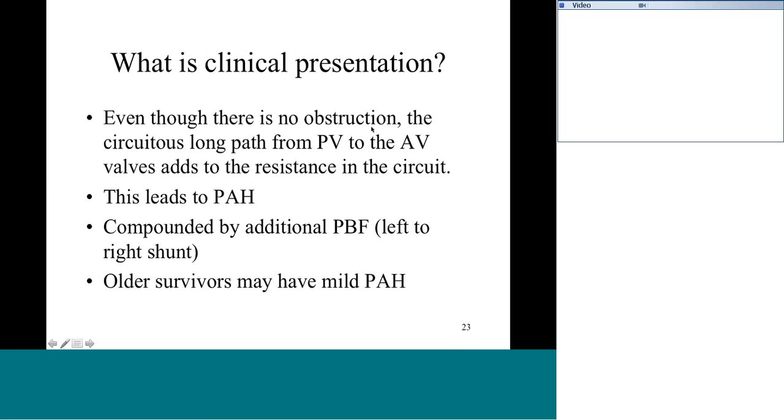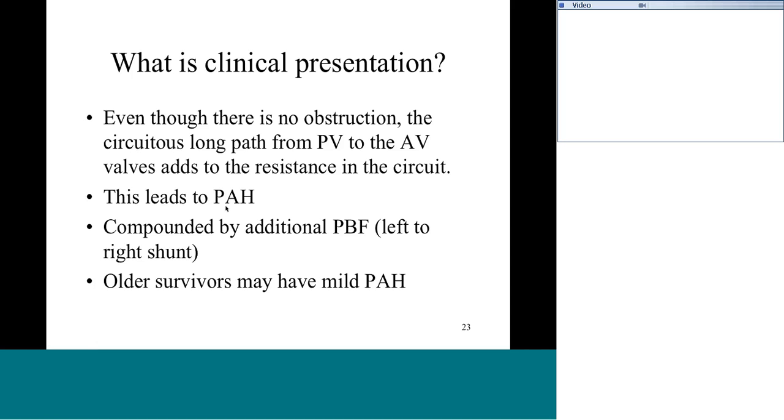Even if there is no obstruction, the circuitous long path from the pulmonary vein to the AV valve adds to the resistance in the circuit. A long channel, if it is unassisted by a ventricular pump, is going to cause a lot of resistance in the circuit, and that is the reason why many of the unobstructed TAPVCs also have significant pulmonary hypertension.